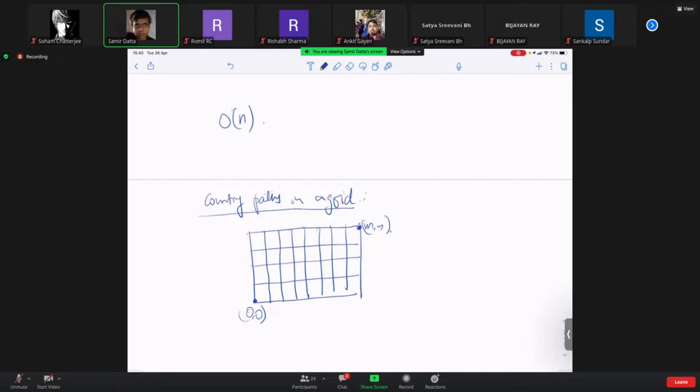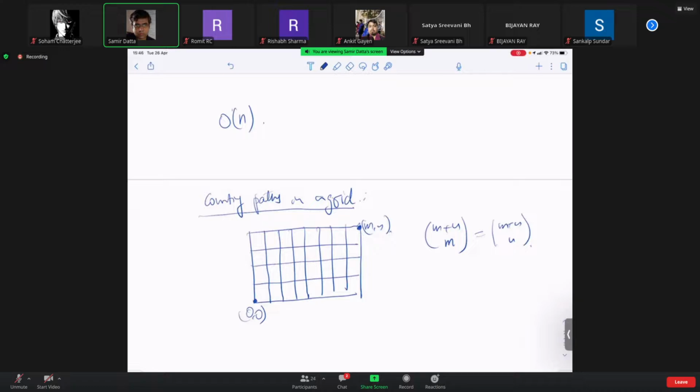What is the number of paths? M plus n, choose m. M plus n, choose m, correct? Or n, fine, which is the same, correct? Is it m plus n, choose n? Yes, correct. So this is easy to compute. This you have learned in discrete math.